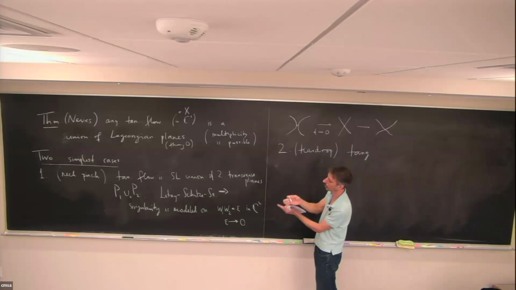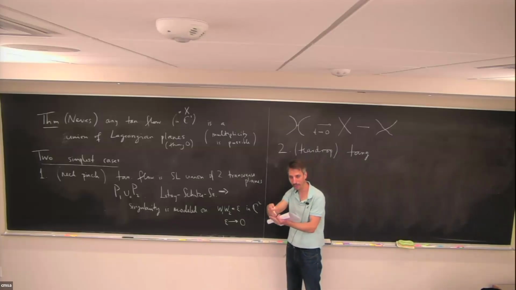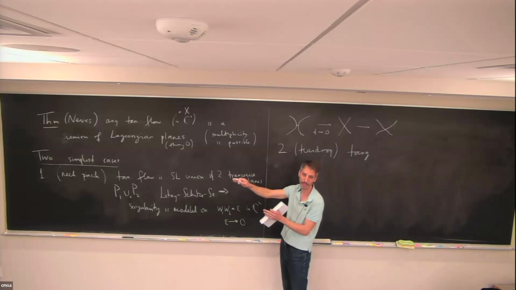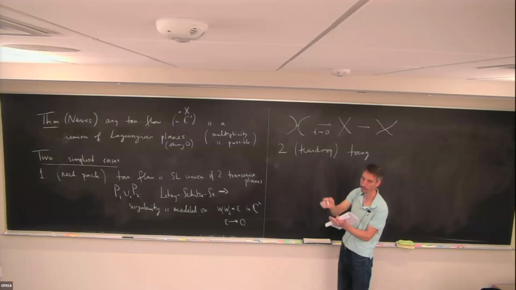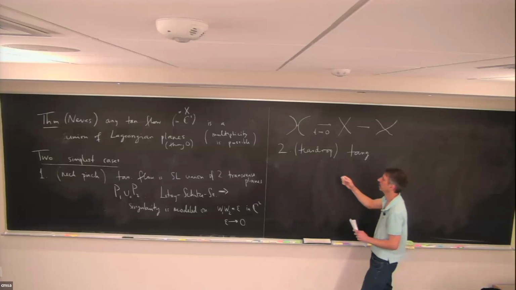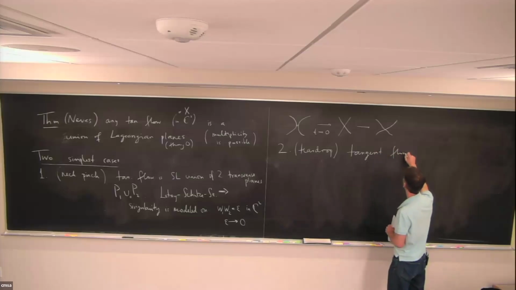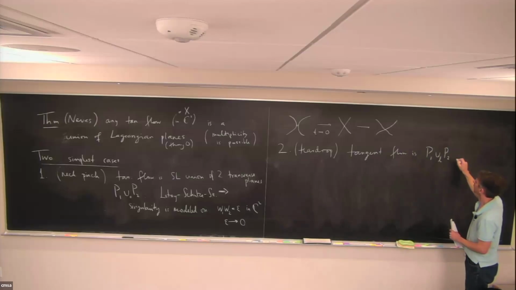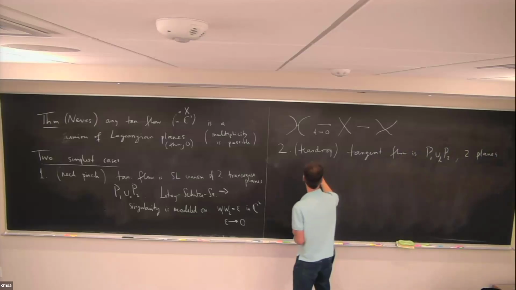And so there are two cases. You could have two planes meeting at the origin with different angles. It turns out that that's not possible, so Neves ruled that out already. Then the remaining possibility is two planes meeting along a line. So the tangent flow: two planes meeting along a line.